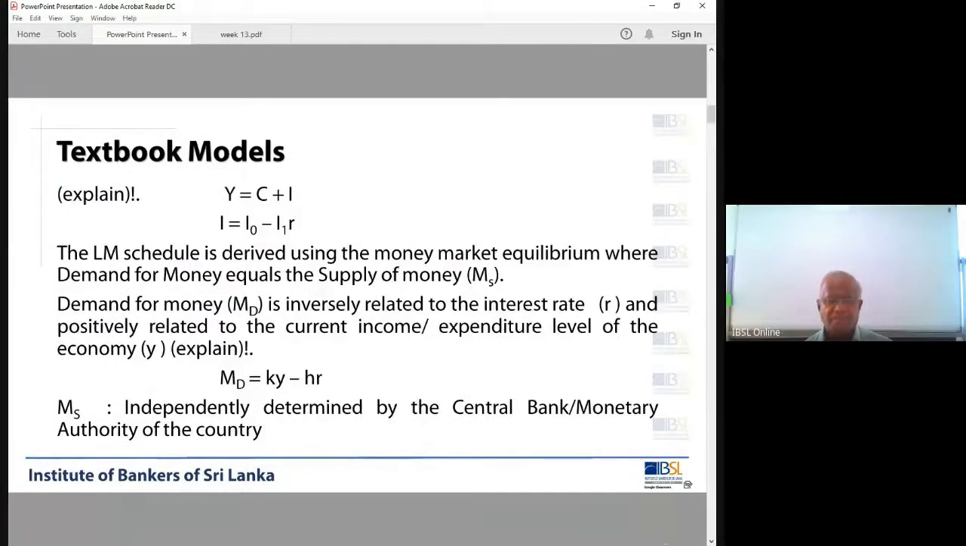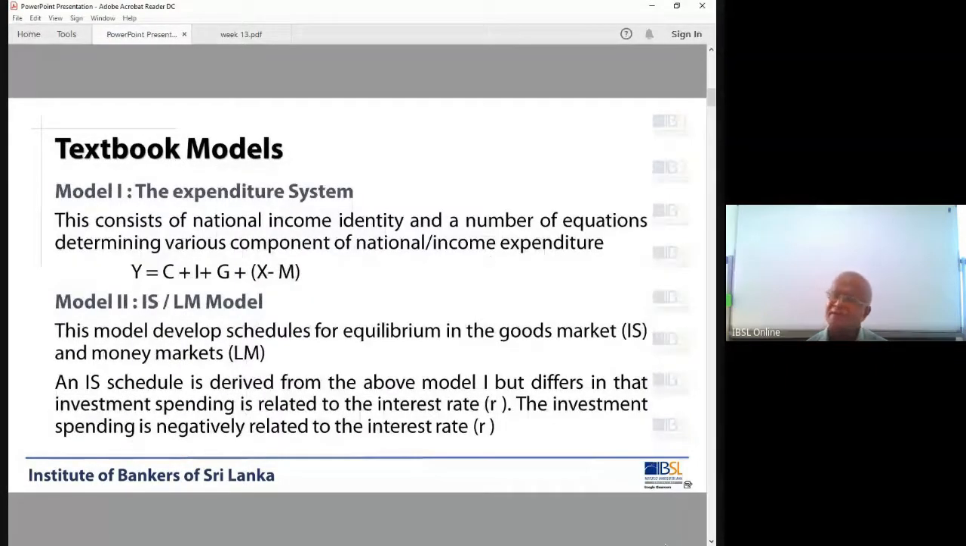Let's read out what this ISLM model is. This model develops schedules for equilibrium in the goods market and money markets. The aggregate goods and services market is summarized by the IS curve. Then the equilibrium in the aggregate money market is summarized by the LM curve. Like in microeconomics, you have the downward sloping demand curve and the upward sloping supply curve. Here we have the downward sloping IS curve and the upward sloping LM curve, generally.